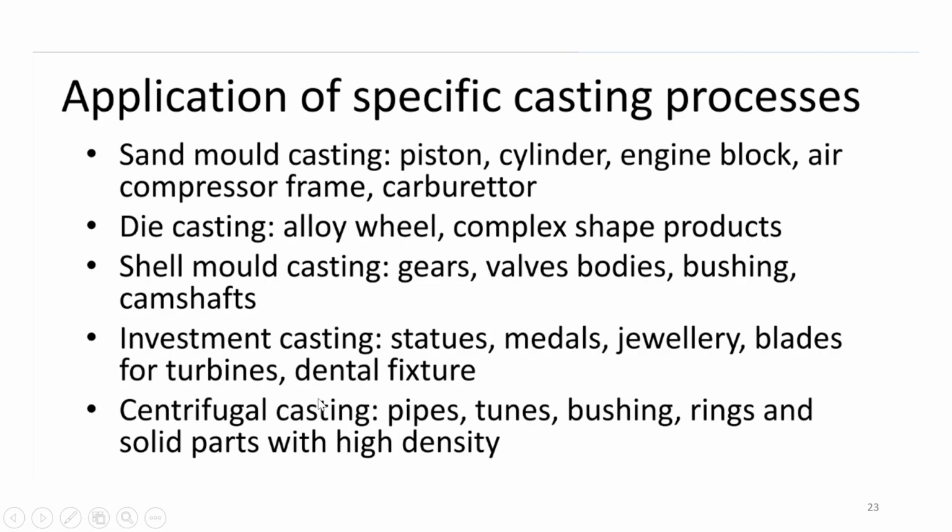Centrifugal casting, this is used for making pipes, tubes, bushing, rings and solid parts with high density. So in centrifugal casting, the presence of pores and various defects will be very less.